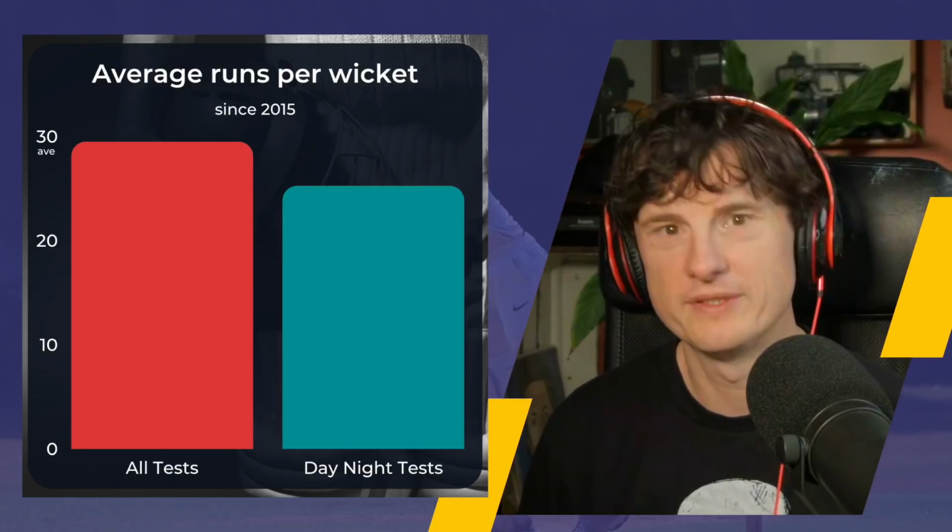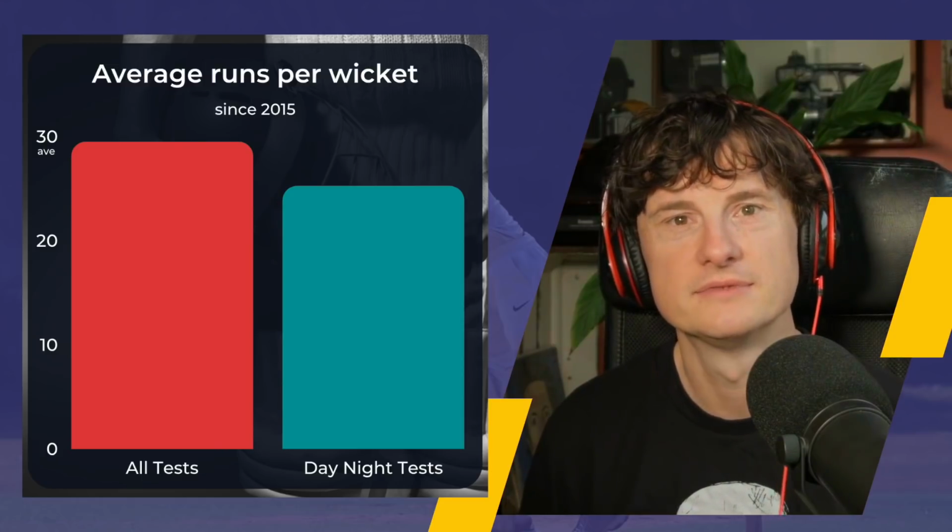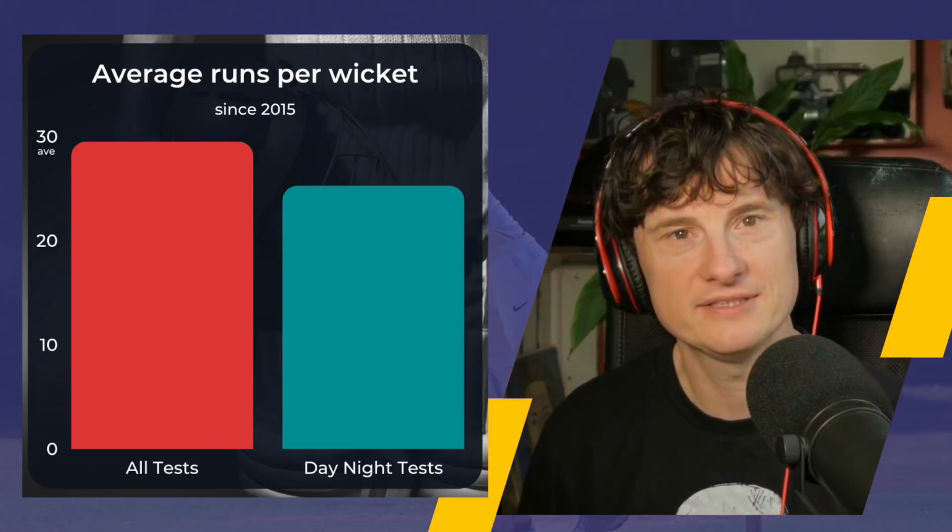So since the start of 2015, test matches have averaged 29.5 runs per wicket. And that's also, of course, when day-night tests started.